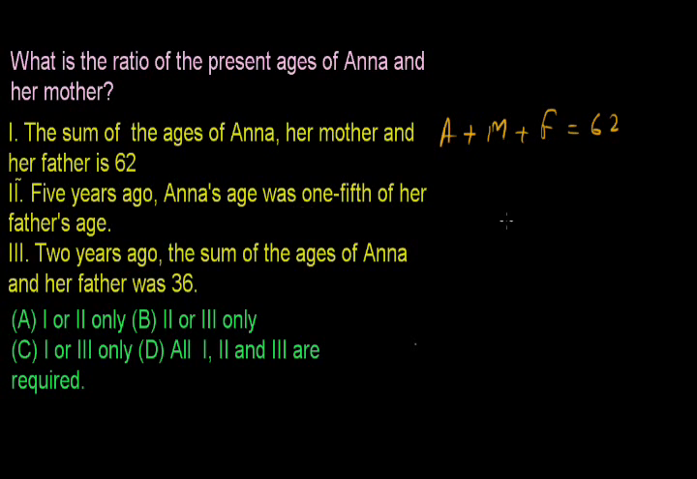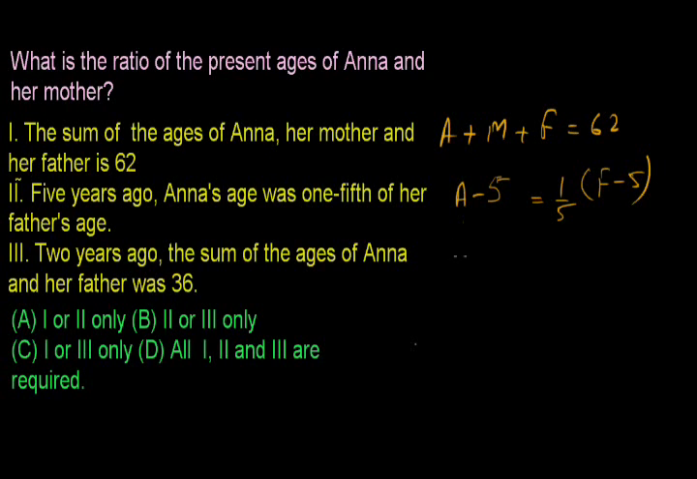Second statement: 5 years ago, Anna's age was 1/5 of her father's age. 5 years ago, Anna's age was a minus 5. Today she is a. Therefore, 5 years ago it should be a minus 5, which was 1/5 of her father's age 5 years ago, that is 5 times f minus 5. I'm not getting the answer from option 2. If I combine these two, again I'm not getting the answer.